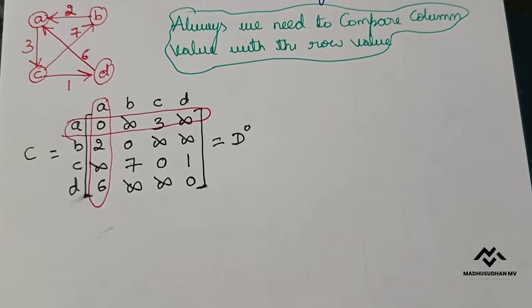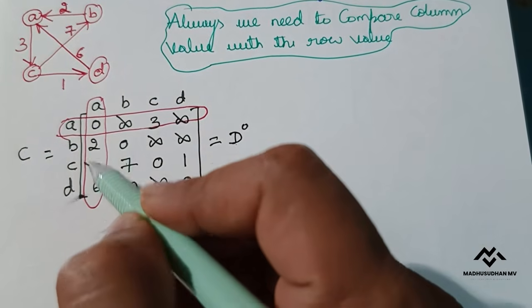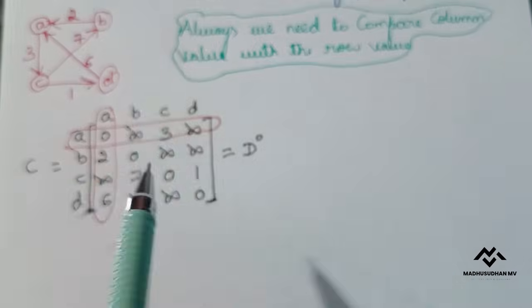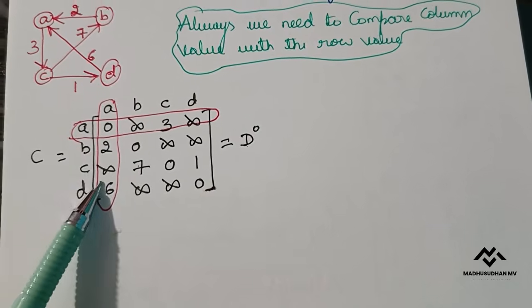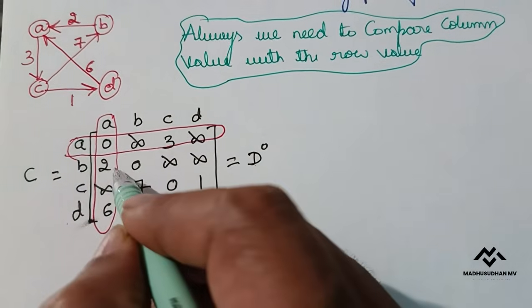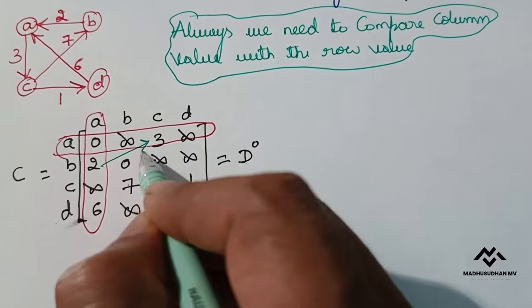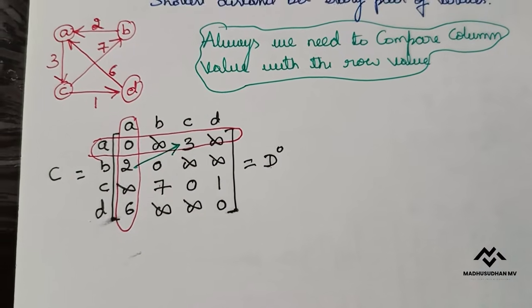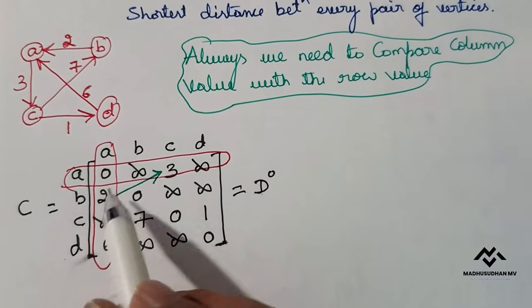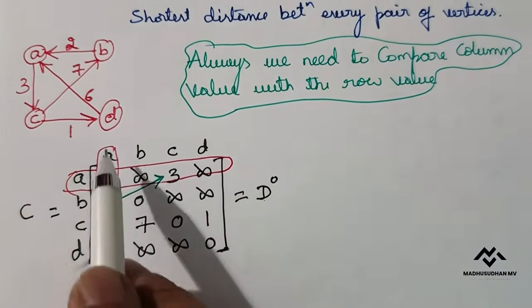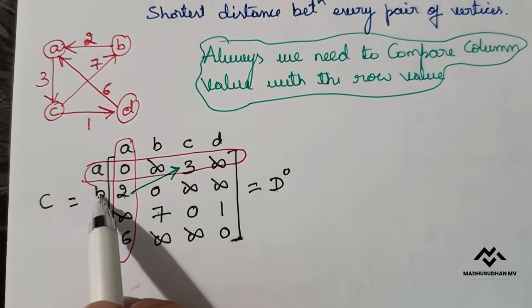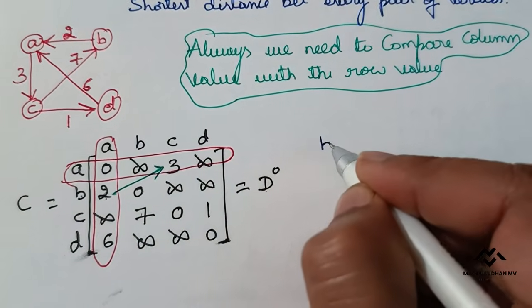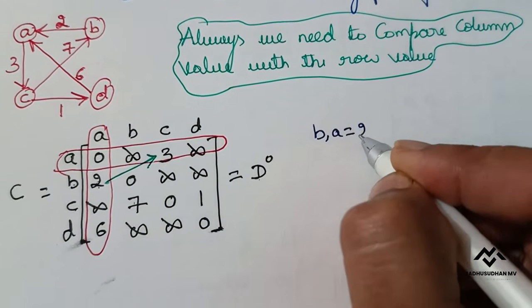What is the column value? The column values are 2 and 6, these are the two column values, and the row value is only 3. So first I am comparing this column value with this row value, 2 and 3. While writing, always write the column value first, because I am comparing the column value first. Here the column value is 2, which is B comma A. So B comma A is equal to 2.